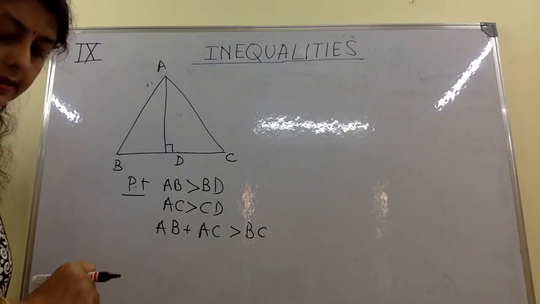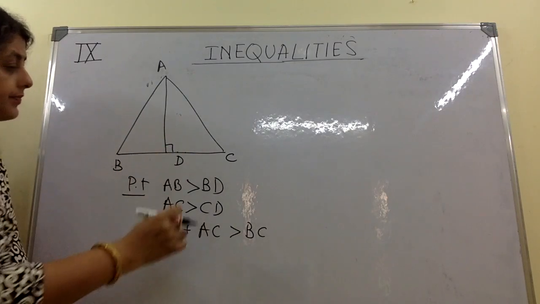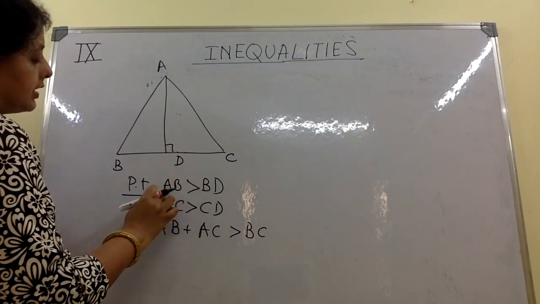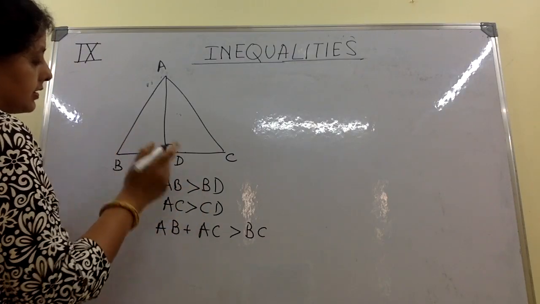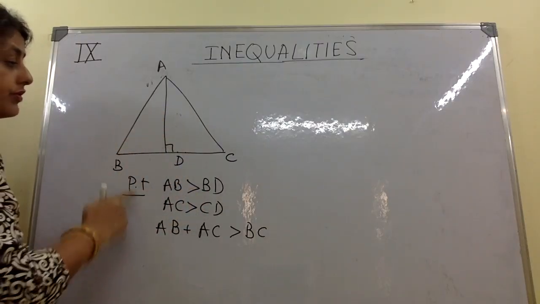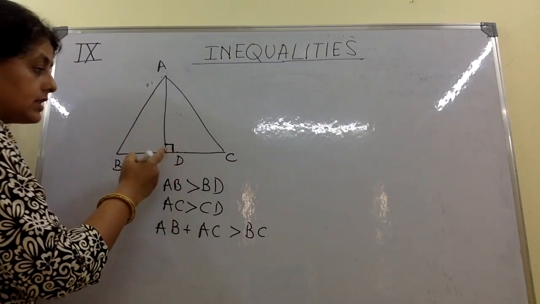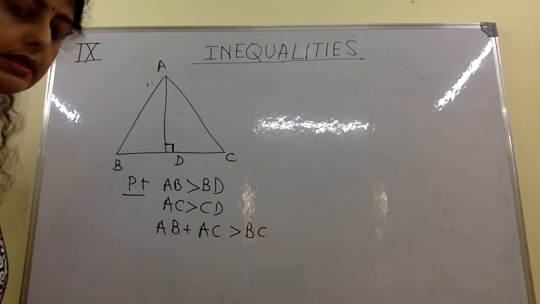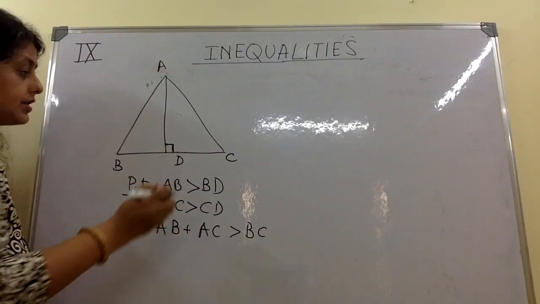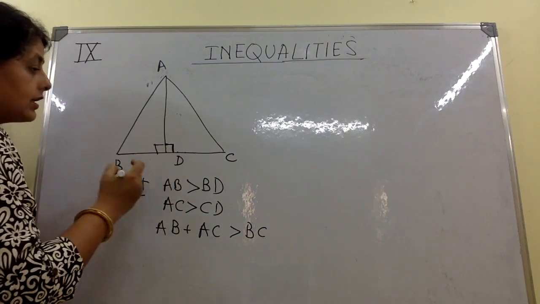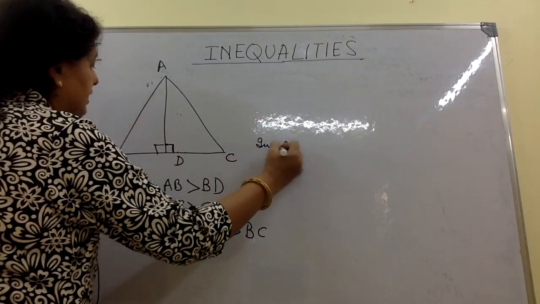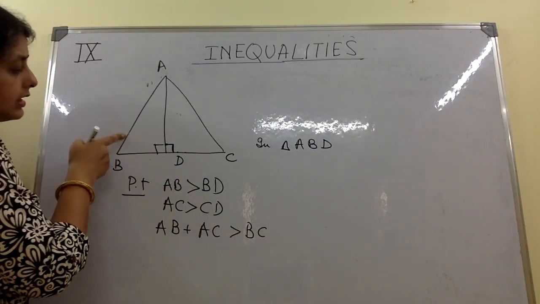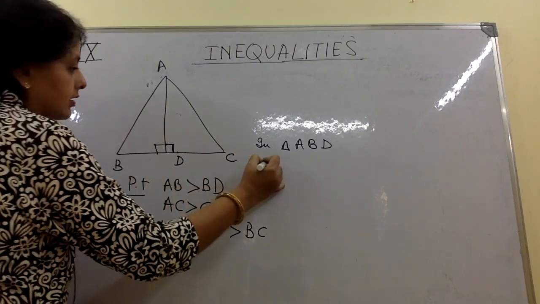Okay, in triangle ABD, let me first see where AB and BD are. AB is here, BD is here. Now note one thing, we have to prove this in this triangle. The only thing they have given is that this angle is 90 degrees, so this is also 90. Now in triangle ABD, AB is definitely the hypotenuse, which is always the biggest side of the triangle.